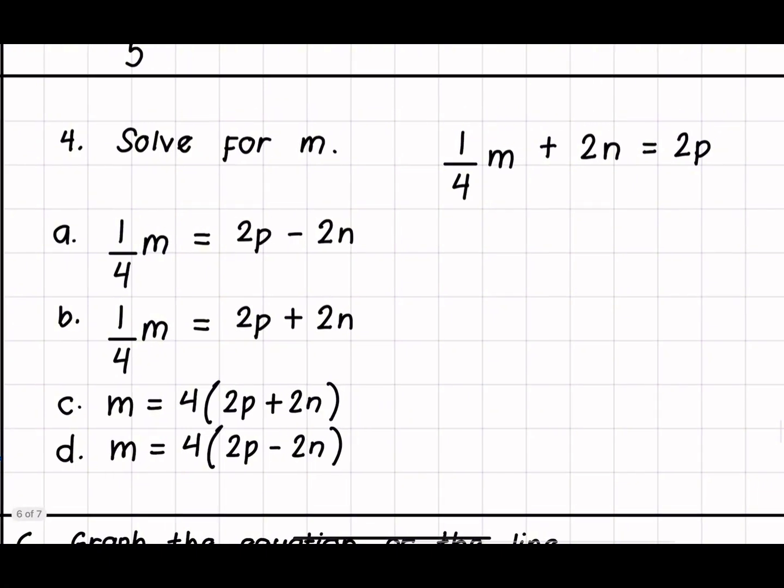Okay, for number 4, solve for m. The given equation is 1/4 m plus 2n is equal to 2p. So in order to solve this, first we have to eliminate 2n. Since this is positive 2n, we have to subtract 2n to both sides of the equation.